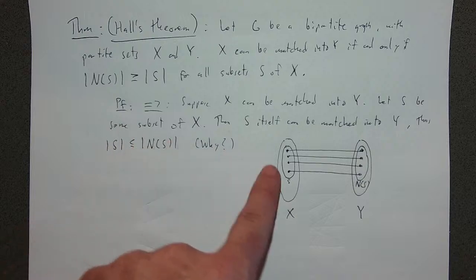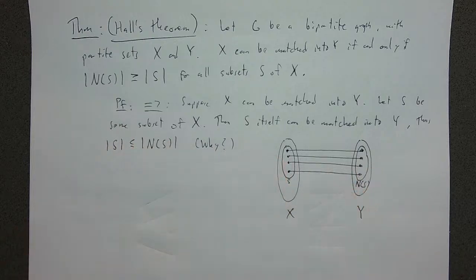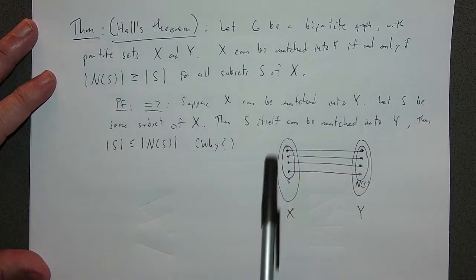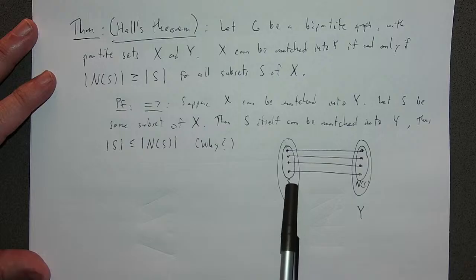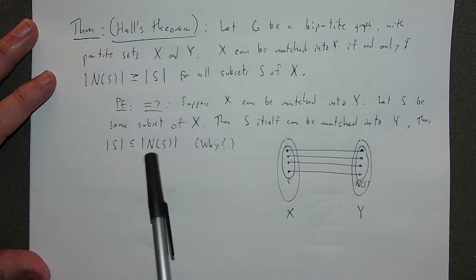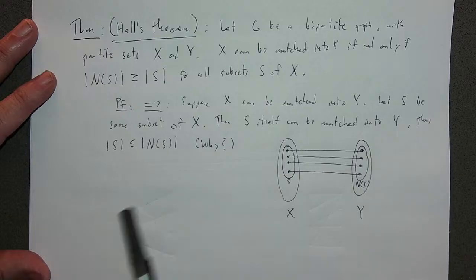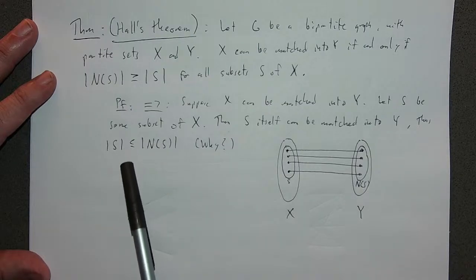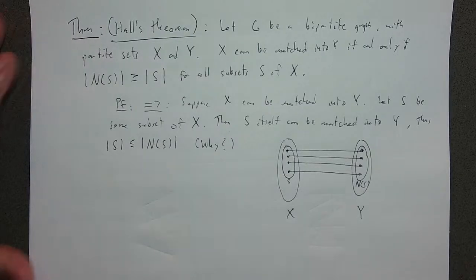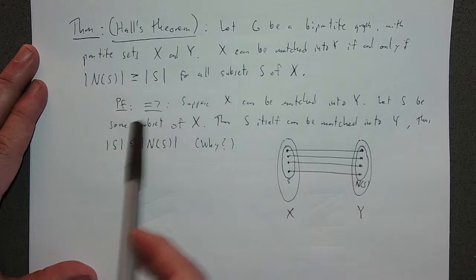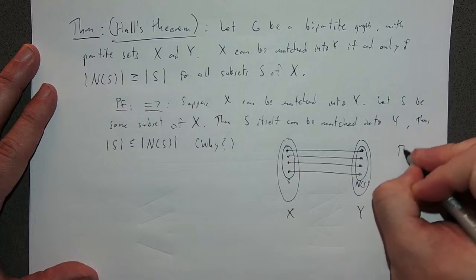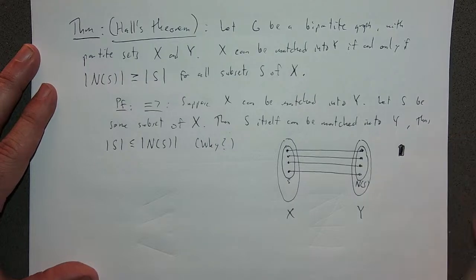Because we have this matching, we know that the size of S has to be less than or equal to the size of N of S. It might be exactly equal, if this matching produces vertices here that are exactly all of the neighbors, but it can't be greater than, certainly. So this estimate has to hold. But that is exactly what we wanted to show. That is the forward direction, so we're done with the forward direction from that picture.